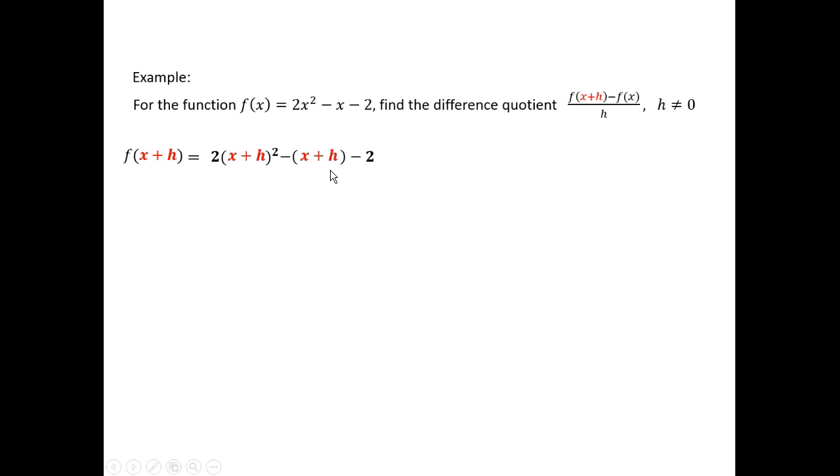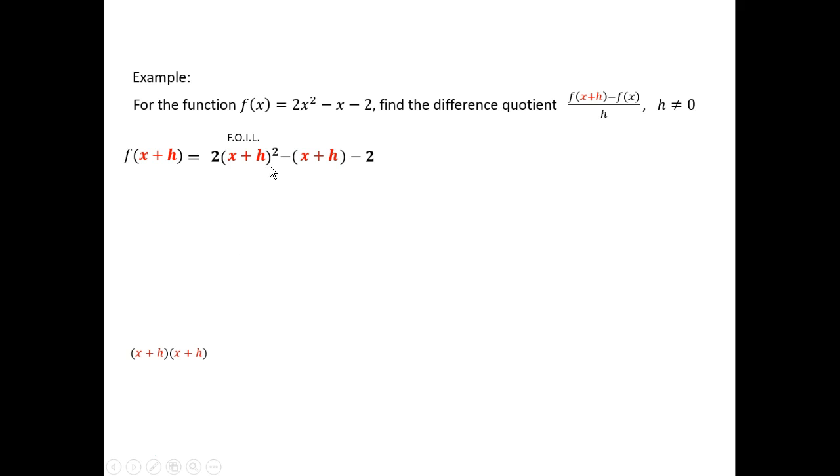Now here's what you have to be extremely careful of. Here is where a lot of students make errors. Go back to your basic algebra when you're squaring a binomial. What we're going to have to do to simplify this, we need to multiply this out. 2 times x plus h squared. That x plus h squared actually means I need to go through the FOIL method on this x plus h. So let's go down here to the bottom of the page and do this.